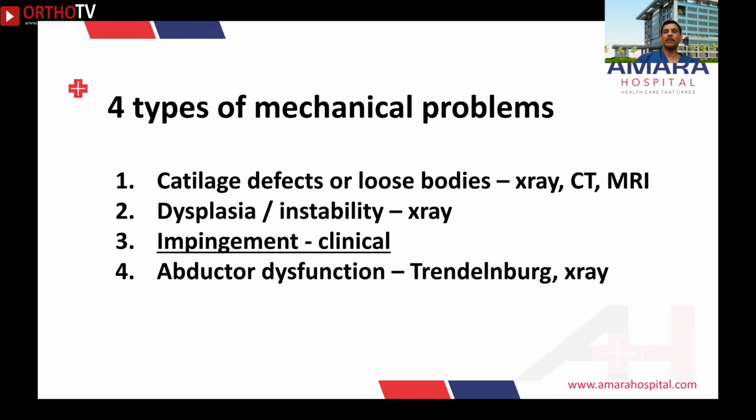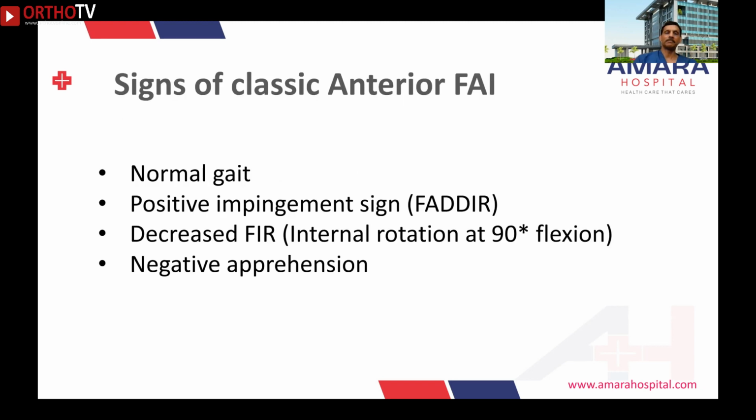Then when it comes to mechanical pain, the different conditions that cause it include cartilage defects and loose bodies, which can be seen on X-ray, CT, and MRI. Dysplasia is mostly a radiographic diagnosis. Deficient acetabulum or coxa valga can be seen on X-ray. Impingement is a clinical diagnosis, which we're going to discuss further. Abductor dysfunction can be seen clinically as a Trendelenburg sign or gait, and on X-ray you see a short lever arm or decreased functional length.